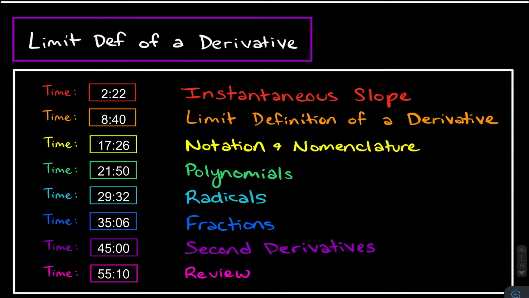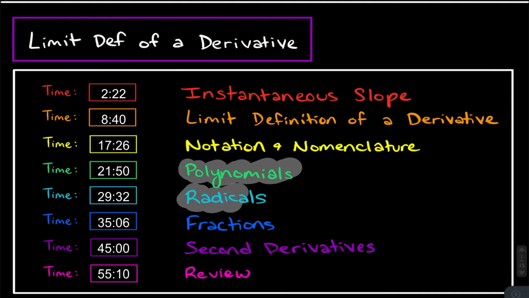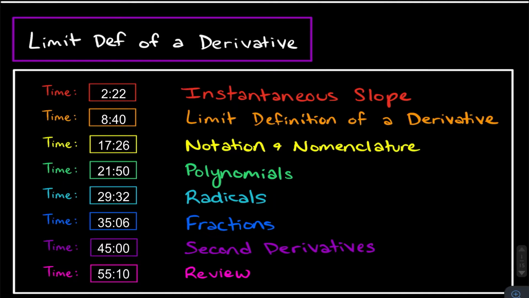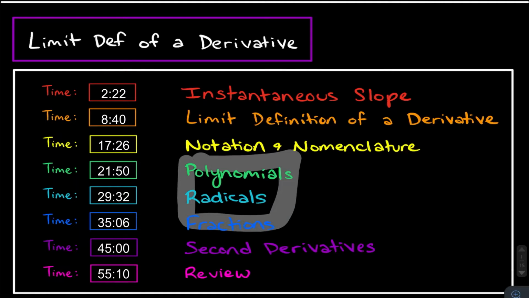Then we'll talk about doing the limit definition of a derivative when we're trying to take a derivative of polynomials. We'll talk about it when we're trying to take derivatives of radicals, and then derivatives of fractions. These are the three main cases that you'll see, and they all have different ways that you go about solving them, but it really ends up boiling down to just three main cases that you'll be asked on a homework or a test.